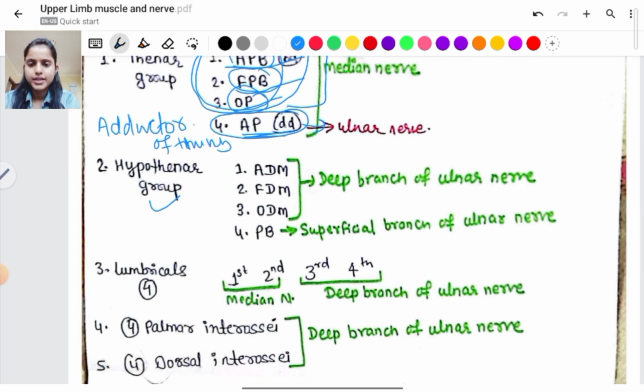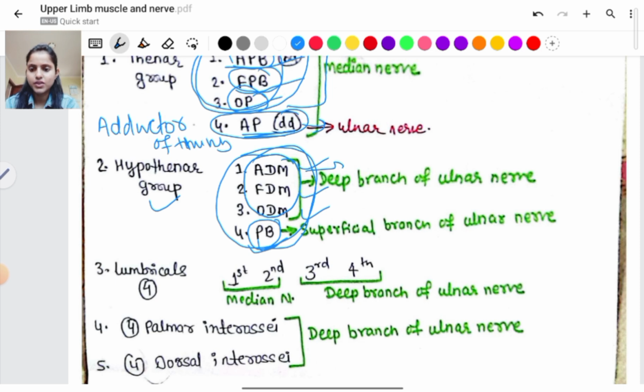Hypothenar group. In the hypothenar group, there are 4 muscles: abductor digiti minimi, flexor digiti minimi, opponens digiti minimi, and palmaris brevis. These are all supplied by the ulnar nerve, as they are on the ulnar side. Palmaris brevis is supplied by the superficial branch of the ulnar nerve, but the other 3 muscles are supplied by the deep branch of the ulnar nerve.